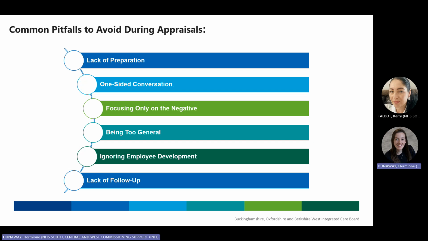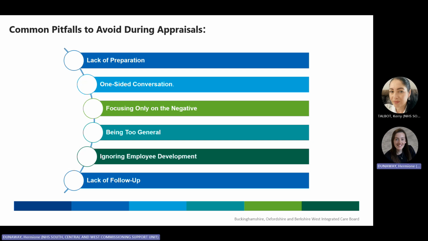Being too general. Providing vague or generic feedback that lacks detail can be really difficult for employees to digest. Instead, try to be specific and provide clear examples of strengths and areas for improvement, and that could reference some of the things you've observed as well. Ignoring employee development. Failing to discuss the employee's development needs and career aspirations can make them feel undervalued. Take the time to ask them about their career goals and skills they want to develop, and any support they need to progress this. And finally, ensure you follow up.